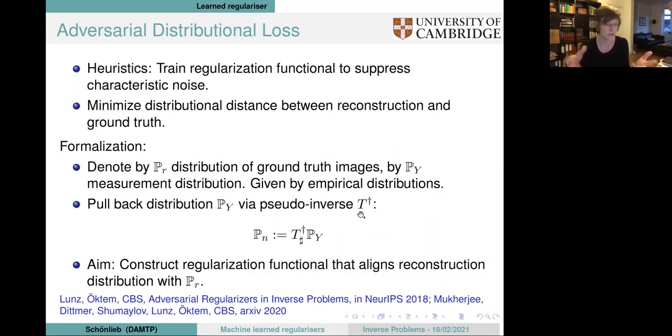But if you have another inverse problem where you don't have the pseudo inverse, then you would need to think about some other way to create this distribution PN. Okay, and so now our aim is to train the regularization functional such that if you feed it with images from this distribution PR, then it should be small. And if you feed it with images from the distribution PN, then it should be large.